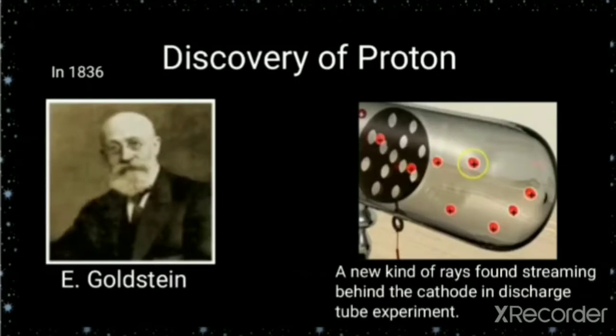The presence of negatively charged electrons in an atom suggests that there must be some positively charged particles also, because an atom is electrically neutral. So, in 1886, E. Goldstein discovered the presence of positively charged particles streaming behind the cathode in the discharge tube experiment. These particles, which are positively charged, are named as proton.